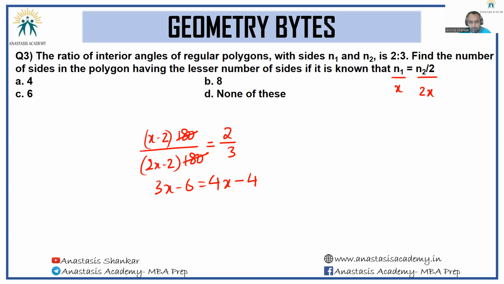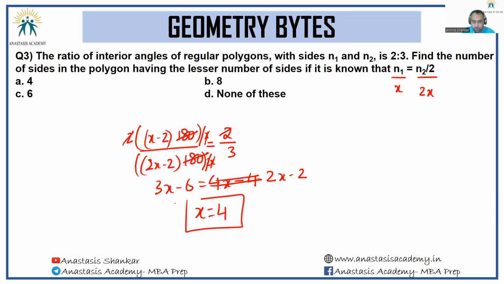But I'm getting x equal to minus 2 now. What have I done wrong? Oh, one mistake I have made. This entire thing should be divided by x, and this entire thing should be divided by 2x. So this and this cancelled. This 2 will go to the top. This 2 will go to the top here. This is gone. This 2 and this 2 will cancel. So I'll be left with 2x minus 2. This is better. So x is equal to 4 I will get.